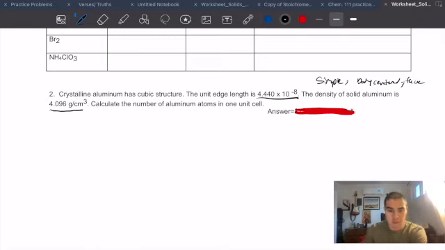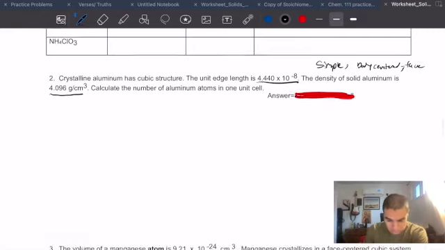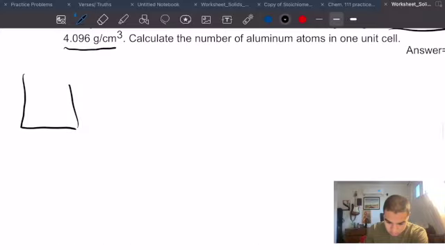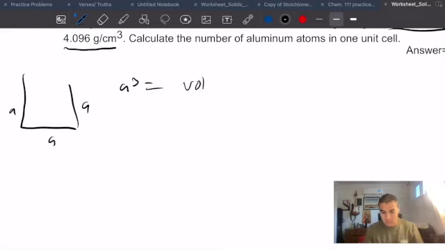So here's what I know, and you should have learned this. If not, it's pretty simple. Essentially the volume of a cube is side times side times side. For these cubes, since all of the sides are equal, it's going to be side times side times side. So a cube is equal to the volume of the cube, or volume of the unit cell.